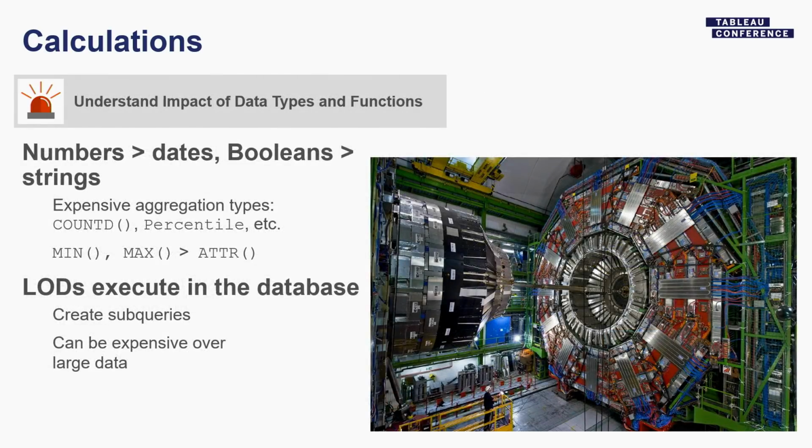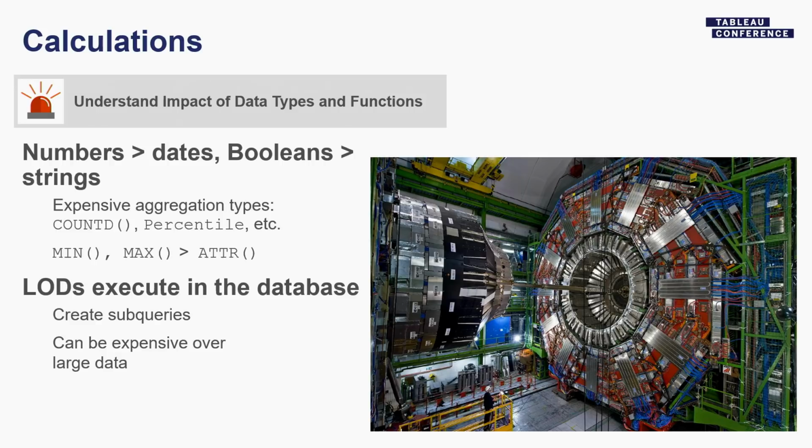Some simple laws of physics. Operations on strings are much slower than operations on numbers and dates, and they're slower than Booleans. Well, okay, so I've got that round the wrong way. Numbers are faster than dates and Booleans, and they're faster than strings. So avoid extensive operations on strings. Compare, contains, find, in, length, right, all that sort of stuff, because they can be terribly expensive operations, particularly if there's no indexes on those columns.